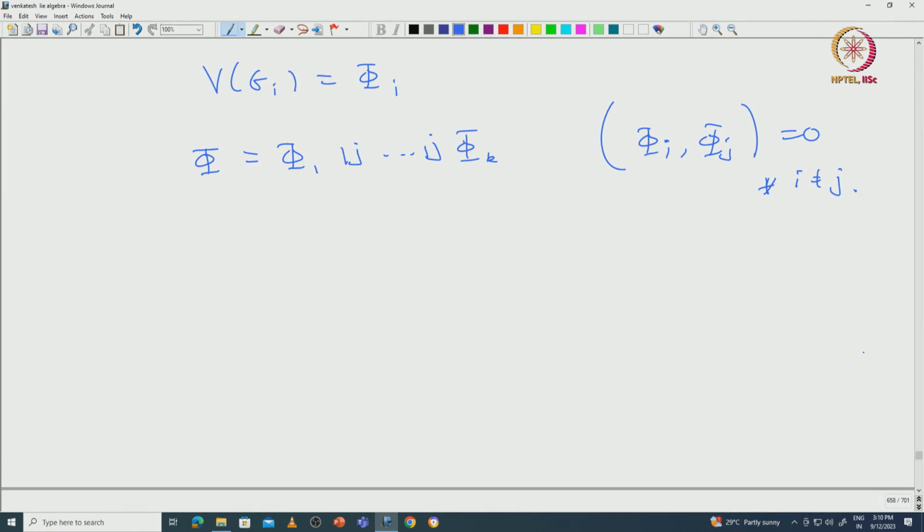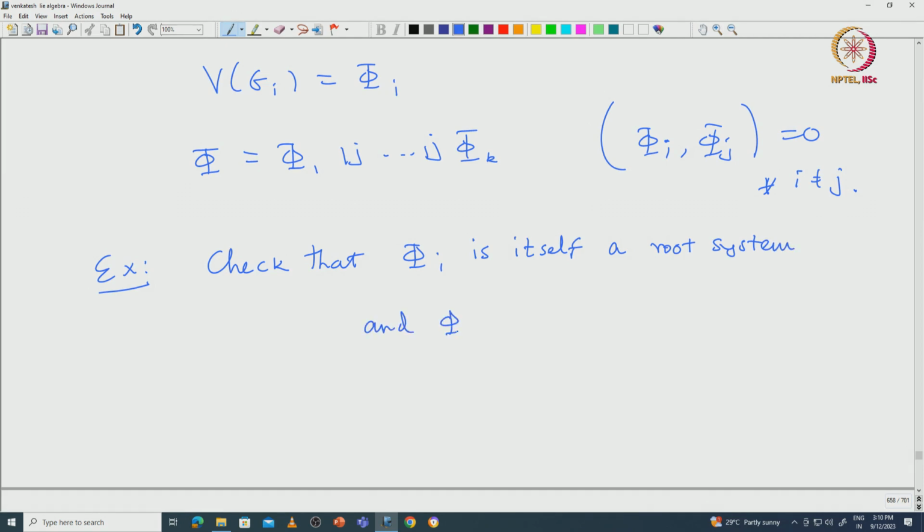Now it is an elementary exercise to verify that phi i must be a root system. This is something I will leave for you to check. Check that phi i is itself a root system, and it must be an irreducible root system, because the corresponding graph is actually irreducible.